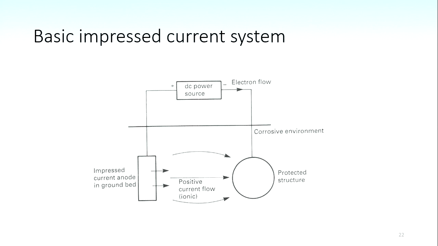There's obviously a cabling issue because you've got to feed from your power supply to each set of anodes. But you've got multiple, so it's called a ground bed, multiple blocks of anodes connected to the other end of the power supply. So this is the basic schematic of what's happening. In application, it's a bit more elaborate.